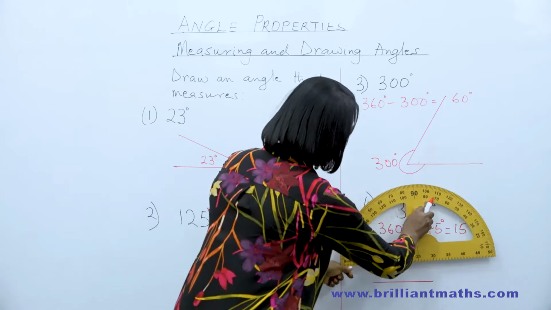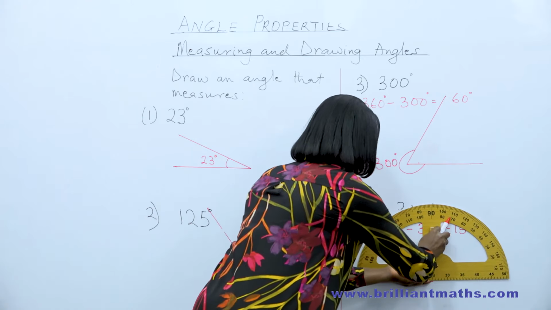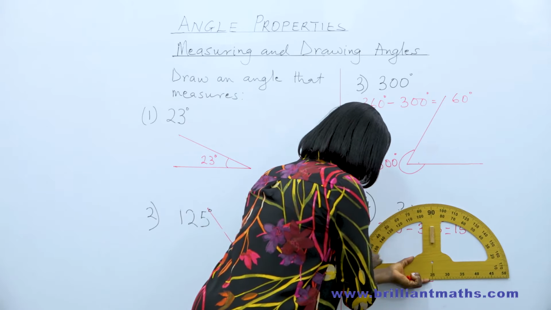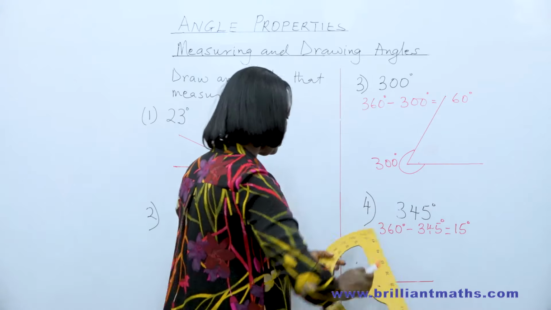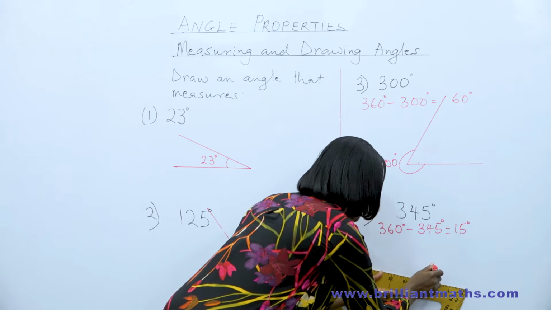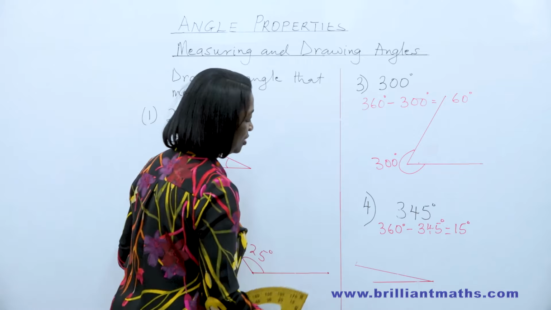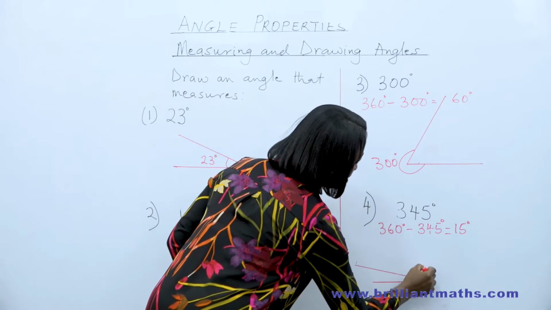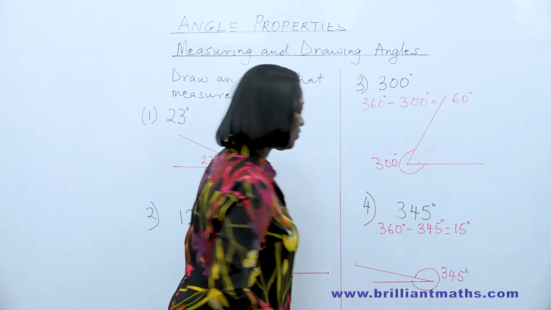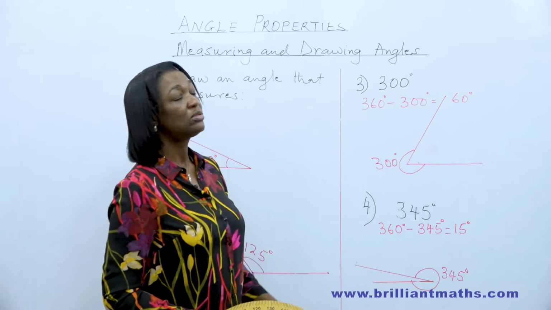Then, remember that's going to be my vertex. Then 15 degrees, 0, 10, 15. That's a very small angle. And then I join. So if this is 15 degrees, then this is my angle that measures 345 degrees. So that's easy to work with.